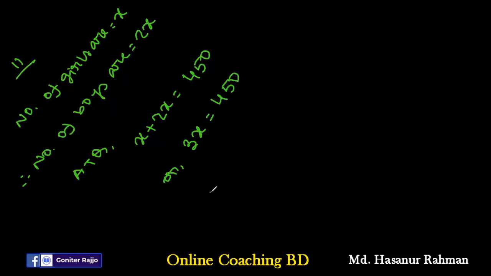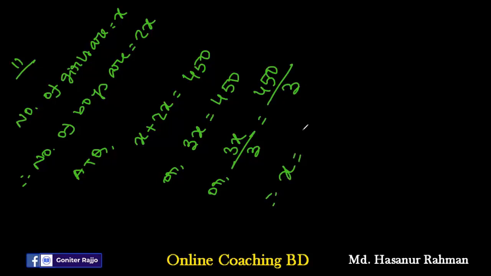Now we have to divide 3 from both sides. So thrice X divided by 3 equal to 450 divided by 3. So X will be 150. So we can say the number of girls is 150 and the number of boys is 2 into 150, that is 300. The question asks you to only solve the equation, so the value of X will be 150. So you will write the answer as 150.